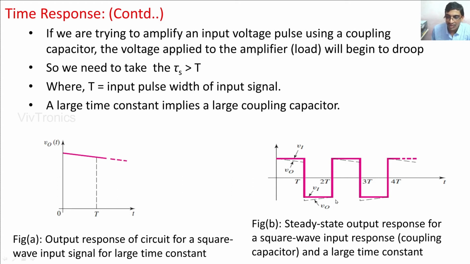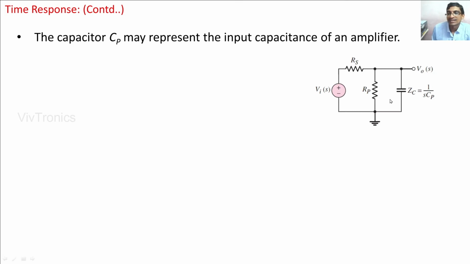Here also we got the distorted response at the output side. So because of the high time constant, we got the distorted response. Okay, so when we observe this dotted line, we can understand that. Let us take the parallel circuit.